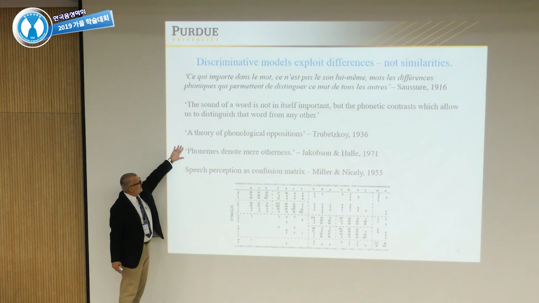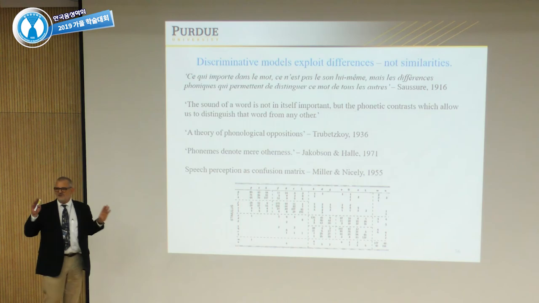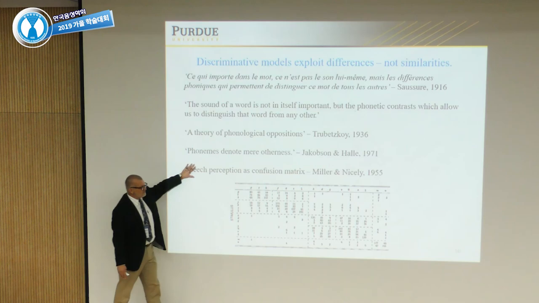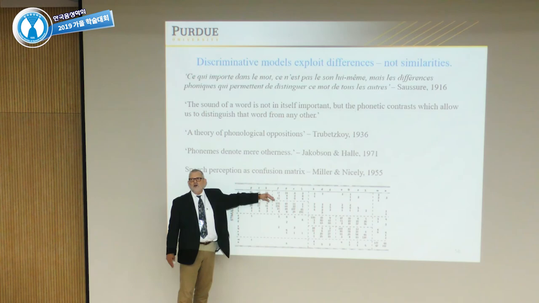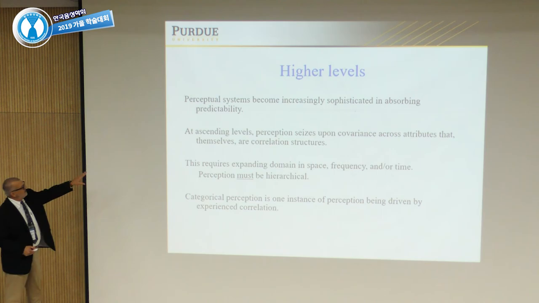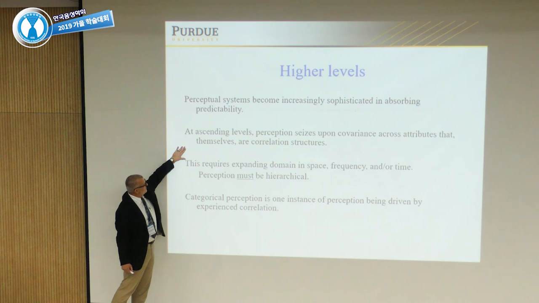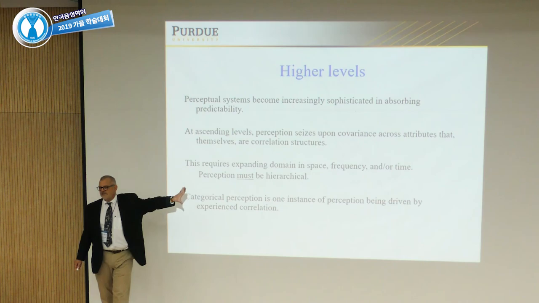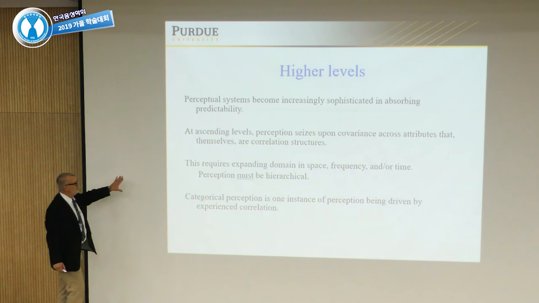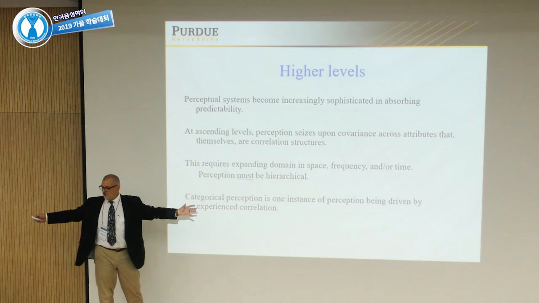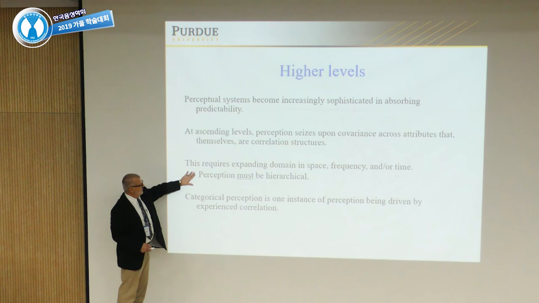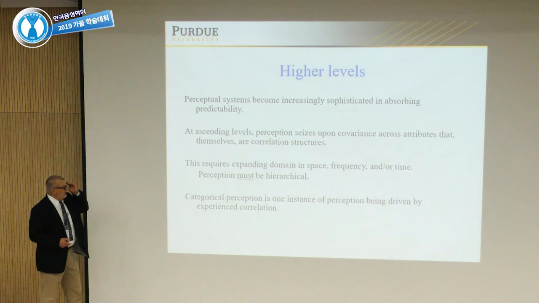The way you should think about speech perception, and this is the second time we get to see it, 1955, Miller and Nicely, is that speech perception is like a confusion matrix. It's not what it is, it's what it's not. So at higher levels, perceptual systems become increasingly sophisticated at absorbing predictability, seizing on covariance across attributes that themselves are correlation structures. This is an interesting point: this actually requires the kind of hierarchical processing structure that our brains have. Because correlation at one point means at the next stage you have to expand the domain of space and time to make them work. Perception must be hierarchical. And the idea of categorical perception is driven by experience of covariation.